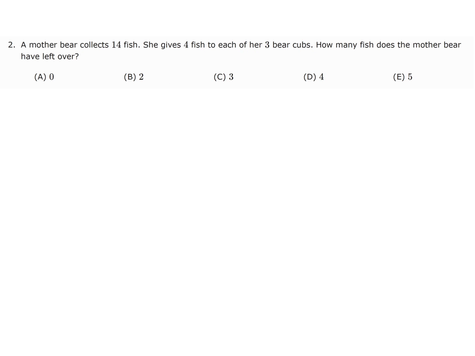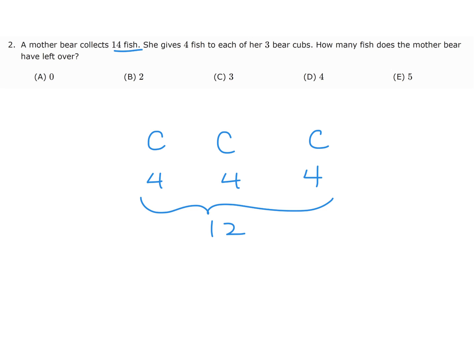A mother bear collects 14 fish. She gives 4 fish to each of her 3 bear cubs. How many fish does the mother bear have left over? 1 cub, 2 cubs, 3 cubs. She gives 4 to each. So that is 12. Now she started with 14. So 14 minus those 12 is how many she has left over. So 2 is the answer, and therefore that would be B.